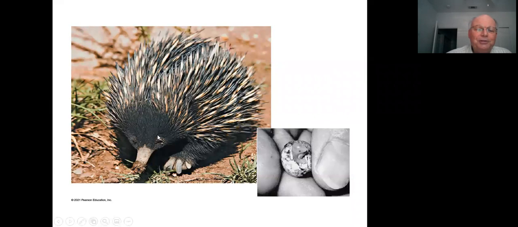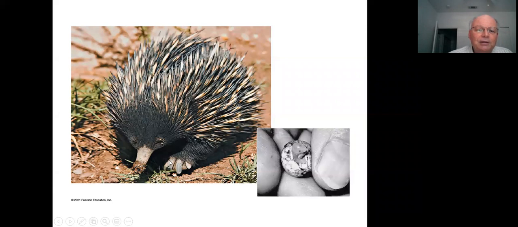So here's one of the species of echidnas. And these spines, as I said, are formed by fused hair. Echidnas eat termites and ants, and they have very large claws on both their forelegs and hind legs. They use their forelegs for ripping open the termites' nest, and then they have a long, sticky tongue that they can extend into the nest to lap up termites and bring them back into their snout.